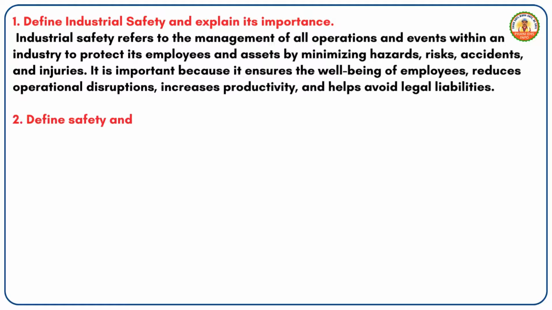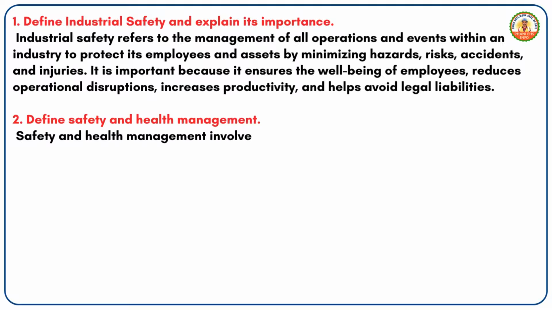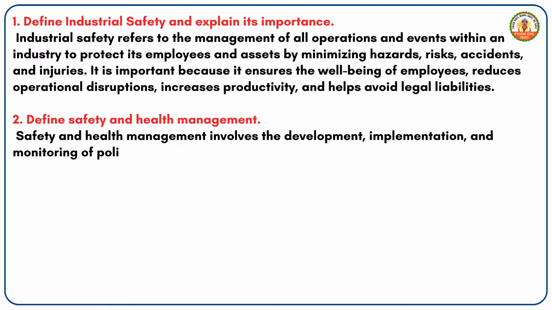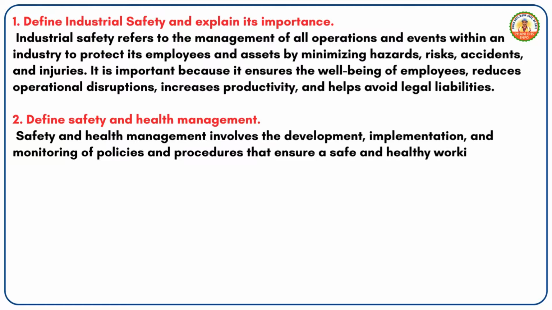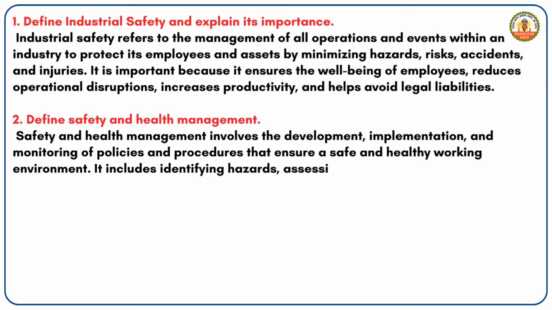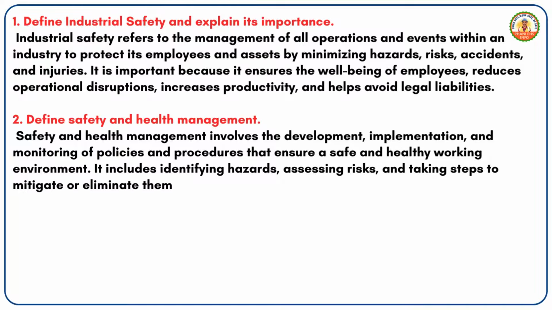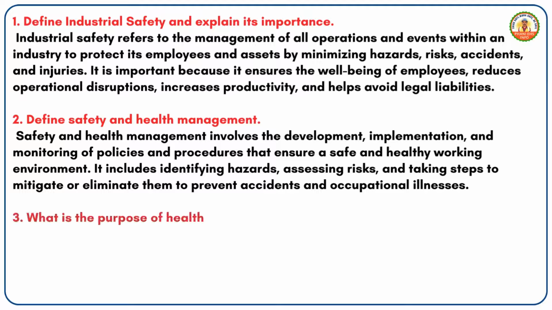2. Define safety and health management. Safety and health management involves the development, implementation, and monitoring of policies and procedures that ensure a safe and healthy working environment. It includes identifying hazards, assessing risks, and taking steps to mitigate or eliminate them to prevent accidents and occupational illnesses. 3. What is the purpose of health, safety, and environment?